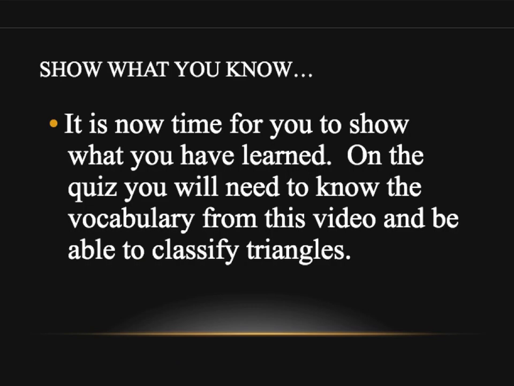Alright, it is now time for you to show what you have learned on the quiz. You will need to know the vocabulary from this video and be able to classify these triangles by their sides and angles. So please make sure that you're paying attention to not only what the sides look like, which would give you an equilateral, an isosceles, or a scalene triangle, but also the measurements, looking at right triangles, acute triangles, and obtuse triangles. Good luck!